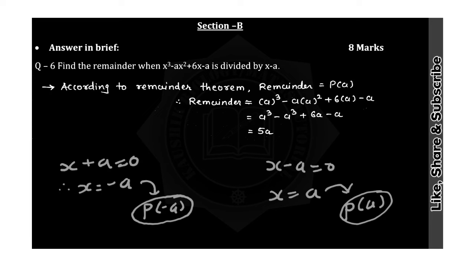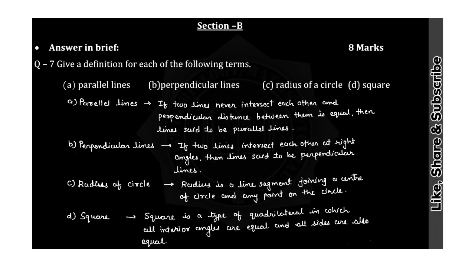So now in place of x, write down a. So a cube minus a into a square plus 6 into a minus a. Now a square into a is a cube, so a cube plus 6a minus a. Now here plus a cube minus a cube will cancel, and 6a minus a will be 5a, and that is your final answer.